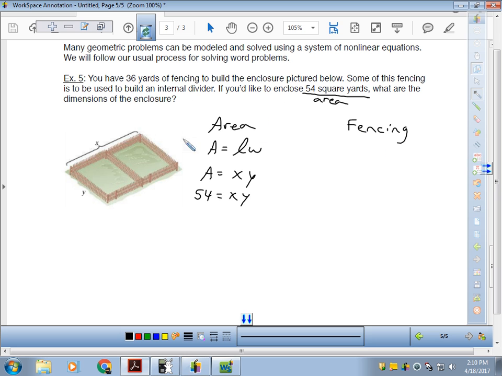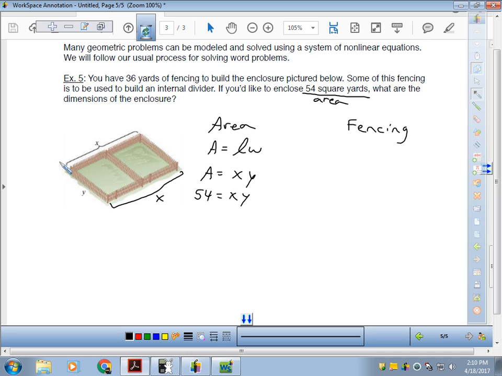We have another equation that deals with fencing. Okay. Well, when we do our fencing, we have to fence all the way around this, and we also have to do this internal divider. Now, if this length out here is x, that means that this side over here is also x.